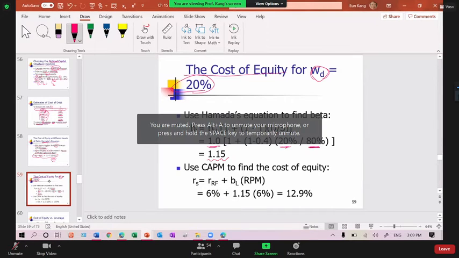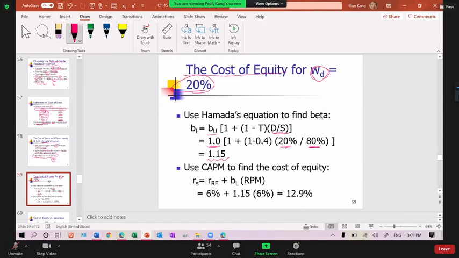BL is 1.15. Then use capital asset pricing model. So we are using this one again, okay? Like chapter 11, divisional cost of capital. We use this one. So you use BL here and RPM. What is RPM?